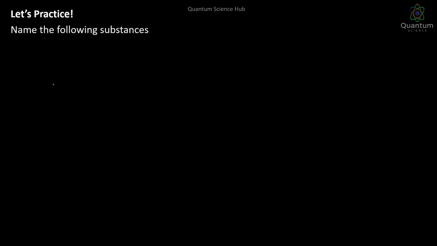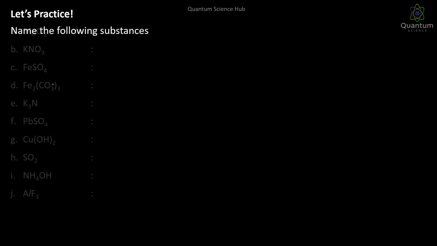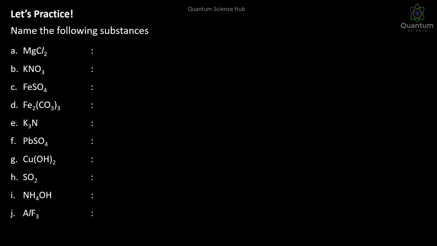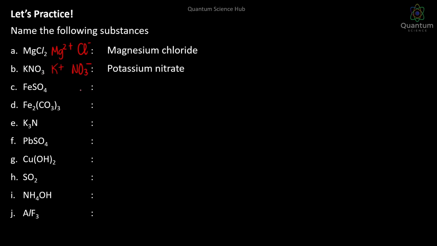Now let's move to this exercise. Name the following substances. To know the naming of a compound, you have to know the ions that contribute to it. Okay? So magnesium contains Mg2+ and Cl-, right? So the name is magnesium chloride. KNO3, K+, NO3-. So the name is potassium nitrate.